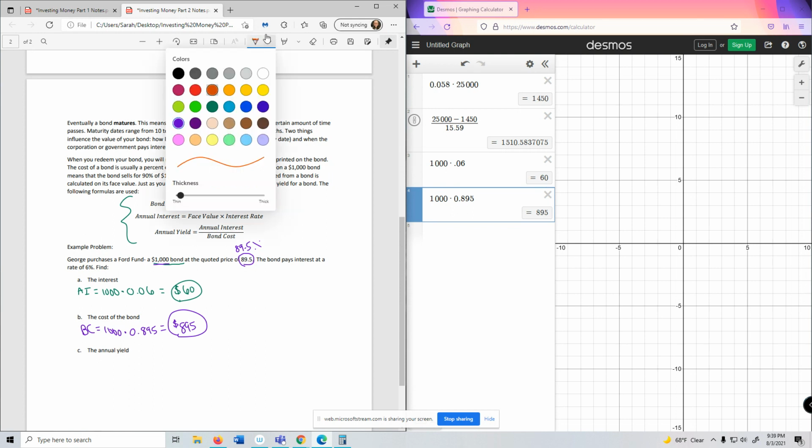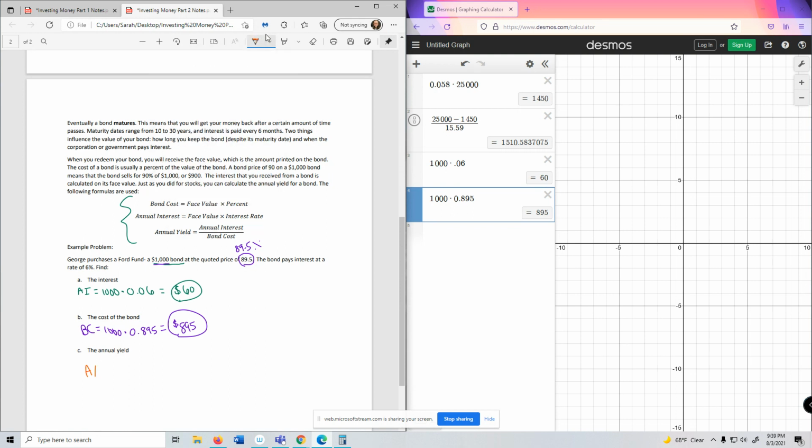Last but not least, the annual yield. The annual yield is going to be the annual interest over the bond cost. So we are just dividing the two amounts we found. Interest was $60, bond cost is $895. Do that division. I would strongly recommend a calculator for that. We are going to get a decimal, but remember that decimal represents a percent. If I move that decimal place 2 places to the right, I get 6.70% as the annual yield.